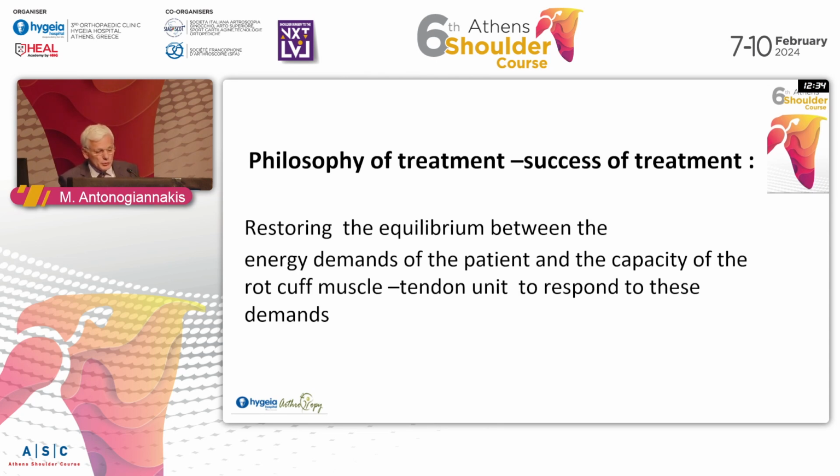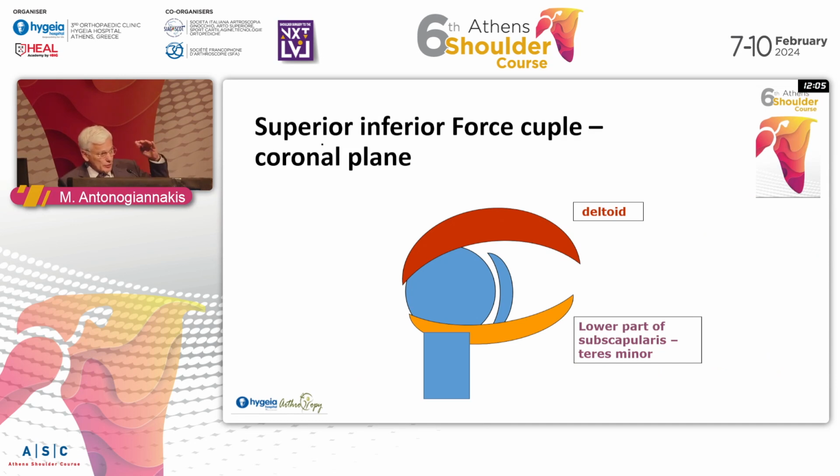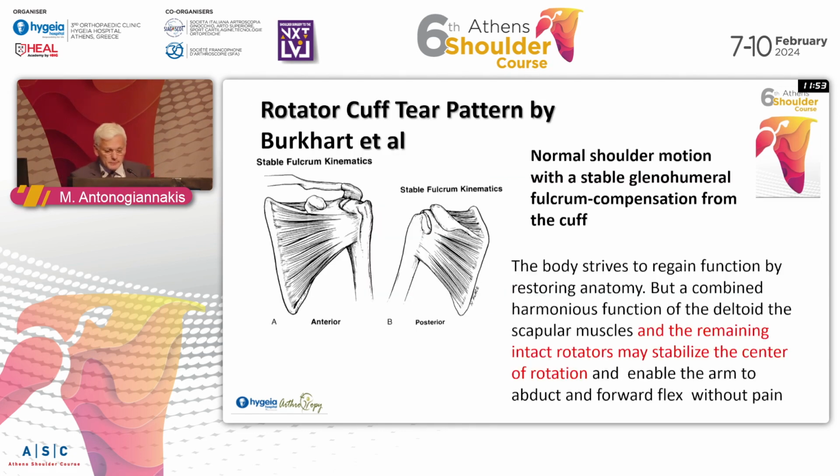So what we are trying to do, practically, is restore this equilibrium between the energy demands of the patient, the demands of the patient's environment, and the capacity of the rotator cuff muscles, and not only the rotator cuff muscles but the whole shoulder, to respond to these demands. And we know, going back to Burkhardt, that there are force couples that stabilize the shoulder, the superior and inferior force couple, the anterior and posterior force couple. And these force couples stabilize in the two main planes, the vertical and the horizontal.